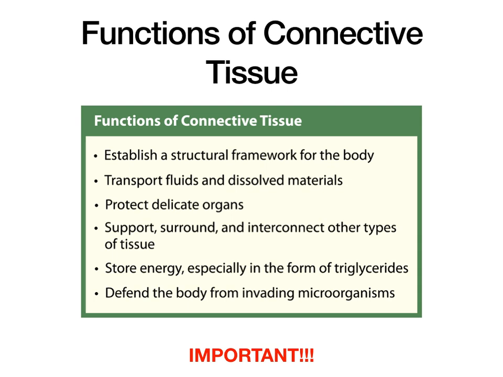It protects our delicate organs. Think of our rib cage, our skull. These are protecting our delicate, precious organs that we need to survive. Supports, surrounds, and interconnects other types of tissues. So our bones are connected to our muscle, our skeletal muscle. So that's an example of how it's supporting, surrounding, and connecting other types of tissues together. It stores energy, especially in the form of triglycerides. And it defends the body from invading microorganisms.